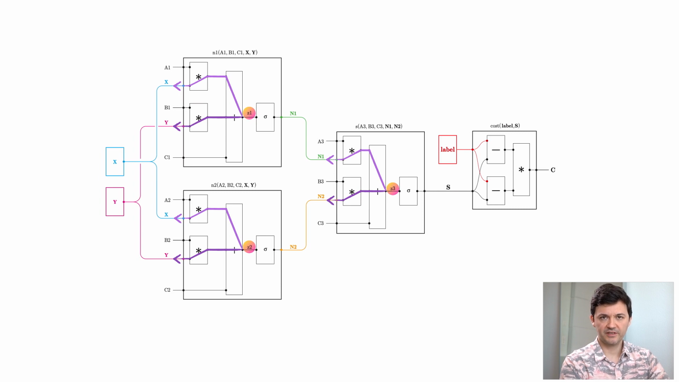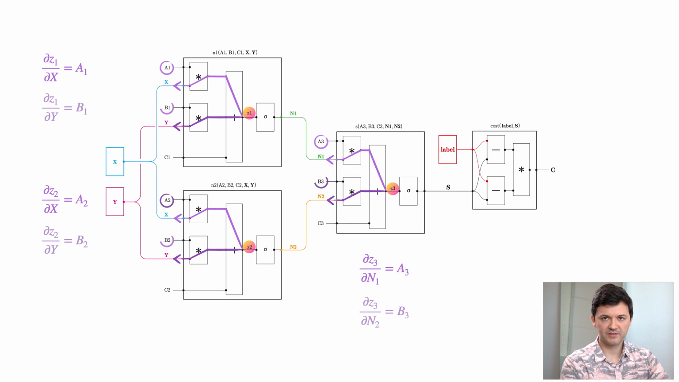So partial derivatives of the weighted sums in terms of the first input will be equal to the value that multiplies it. In the first neuron, this value is a1, in the second neuron it is a2, and in the third neuron it is a3. And for the second input, partial derivatives will be the values multiplying this input. These are now B1, B2, and B3.